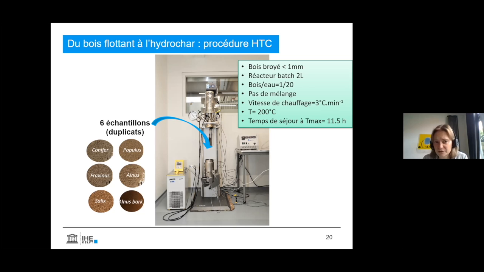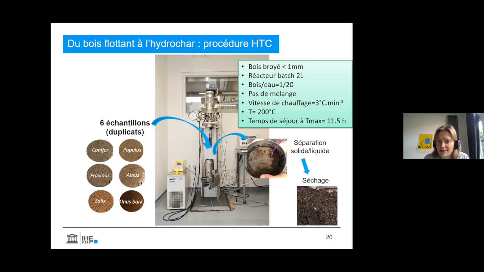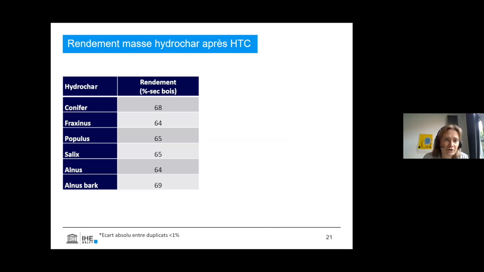It was a 2-liter reactor. We brought it up to 200 degrees and we left it for 12 hours. Once it had cooled, we separated the solid and liquid phases. We dried the hydrochar that is obtained, the solid part, for later characterization.